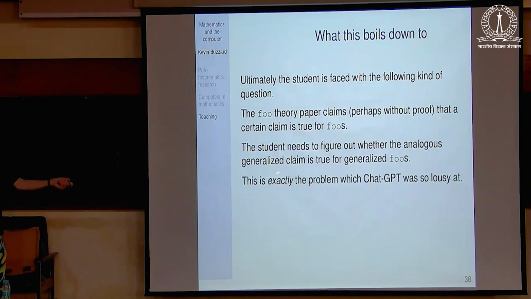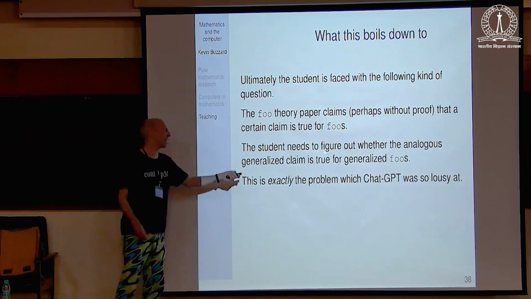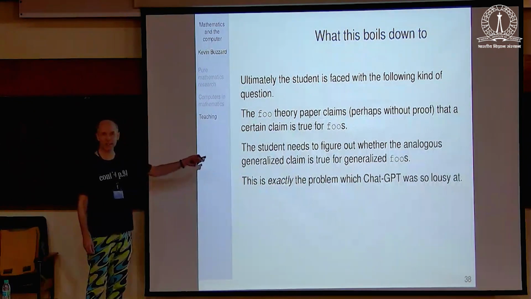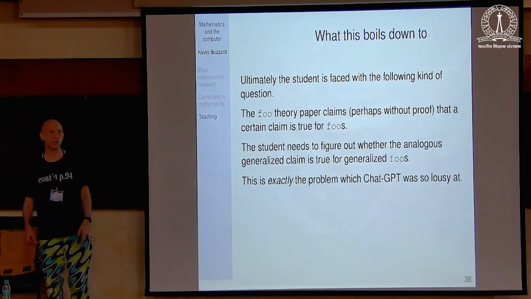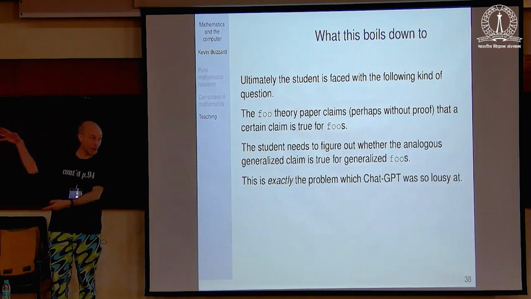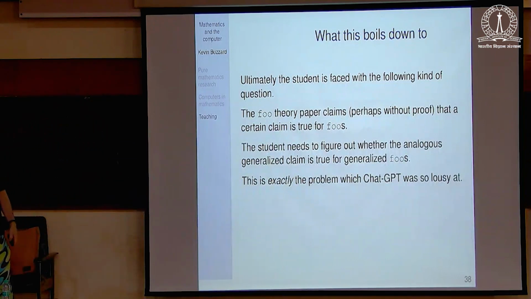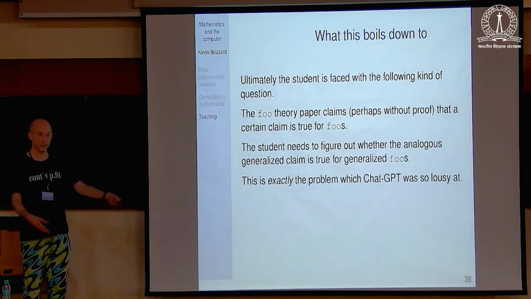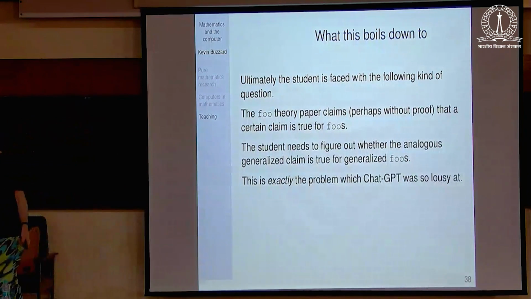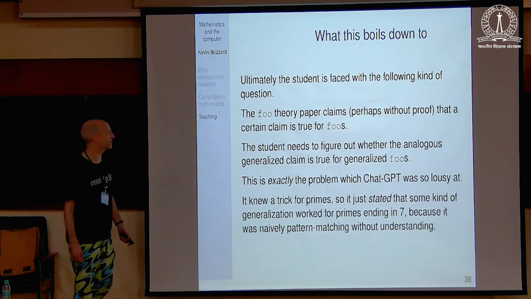And this is exactly the problem that ChatGPT can't do. If you trained ChatGPT on the foo paper, which exists on the internet, and then you say, prove this theorem for generalized foos, I know exactly what it'll do. It'll write the foo proof, but it will cross out foo and replace it with generalized foo. That's exactly what it did with primes that end in 7. It will just confidently change the word foo to generalized foo all the way through and say it's done. And that's not right. This is beyond the understanding of the large language model. That was the problem. It's naively pattern matching without understanding.